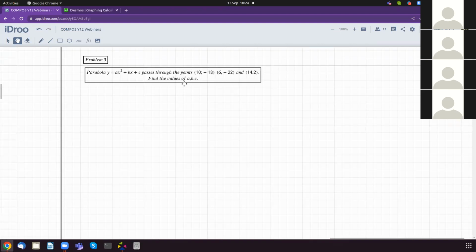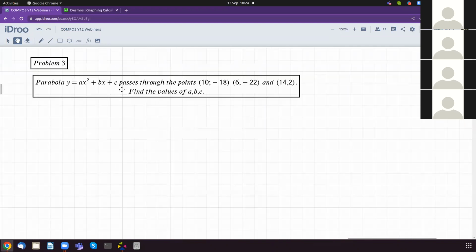Okay, problem 3. You have a parabola that passes through 3 given points. Find the values of a, b, and c.